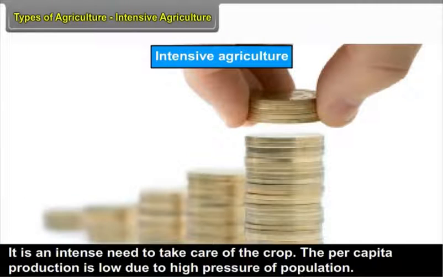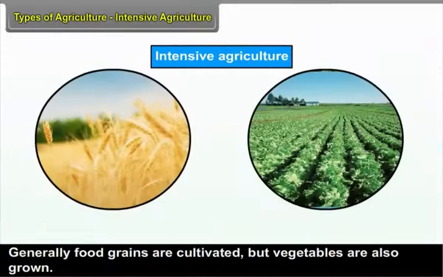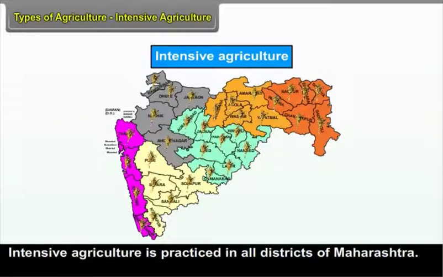The per capita production is low due to high pressure of population. Generally, food grains are cultivated, but vegetables are also grown. Intensive agriculture is practiced in all districts of Maharashtra.